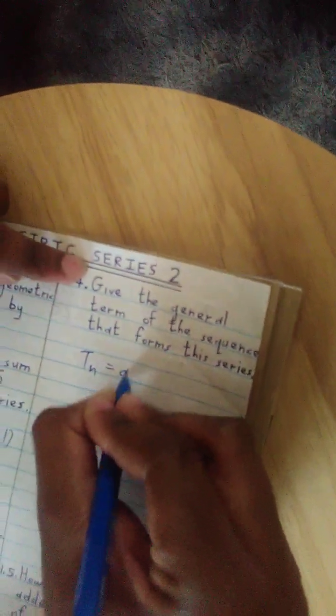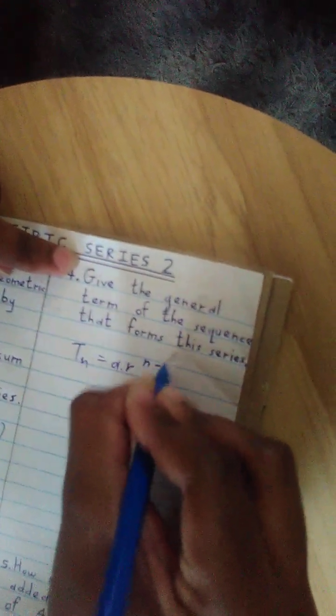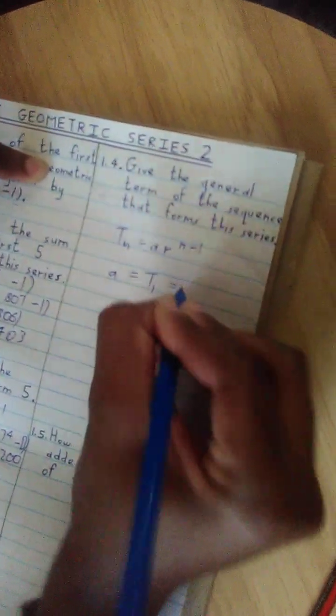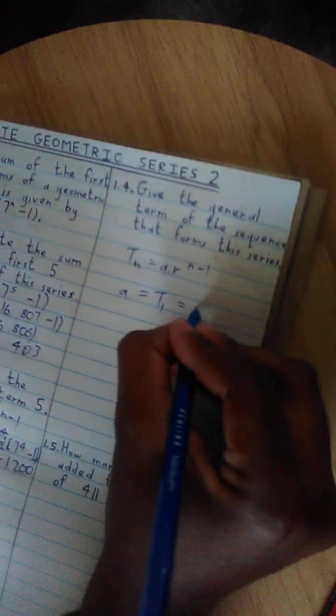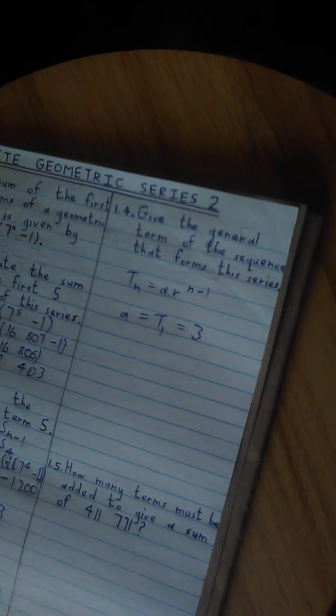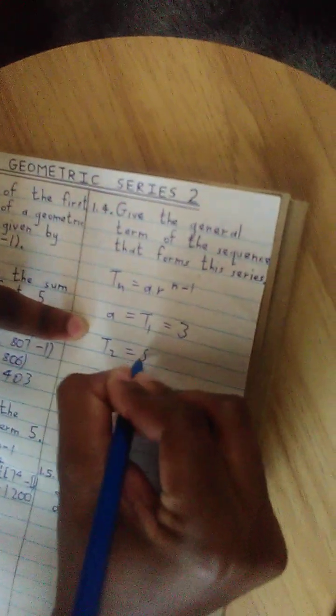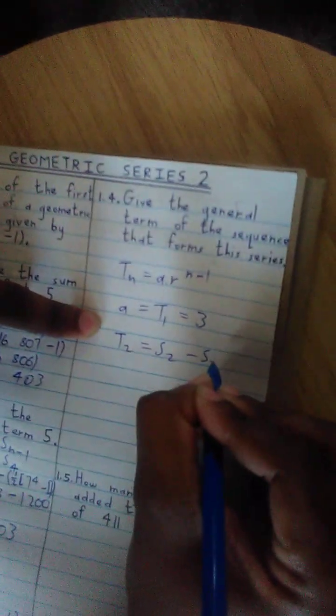So general term we write the formula down. Right, so we need to find A, and then we need to find R. We already know that A is T1, which we just calculated to be 3. So now we need to calculate T2. So we know that T2 is S2 minus S1. Right.